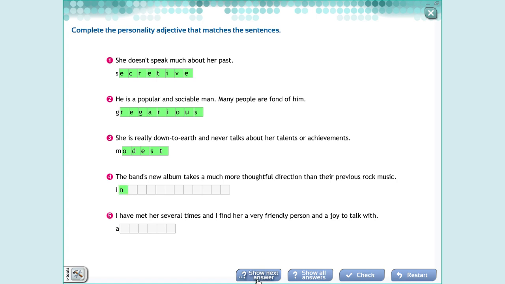Introspective. I didn't understand this sentence because it's not describing a person. But the book gives us this answer. I have met her several times and I find her a very friendly person and a joy to talk with. Affable? Yes. It's a person that is very friendly, kind, helpful. Okay?